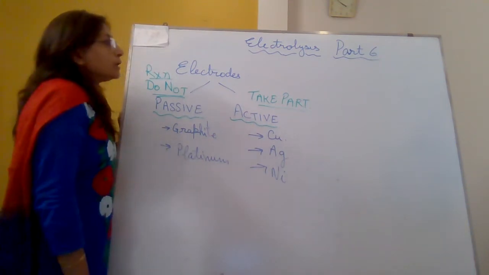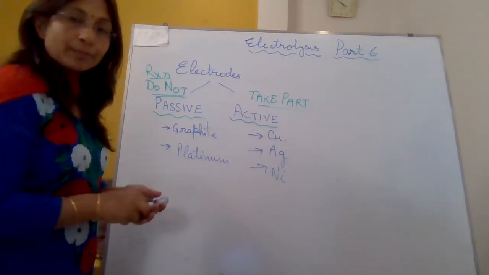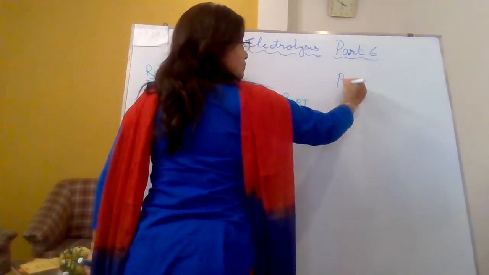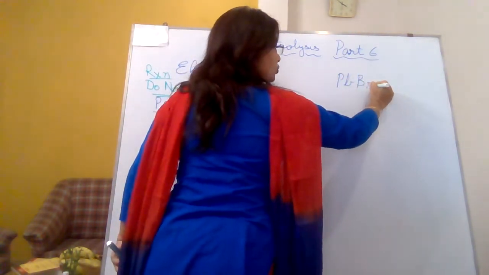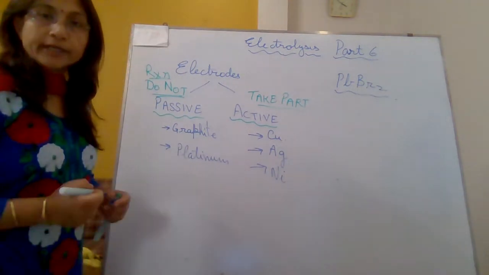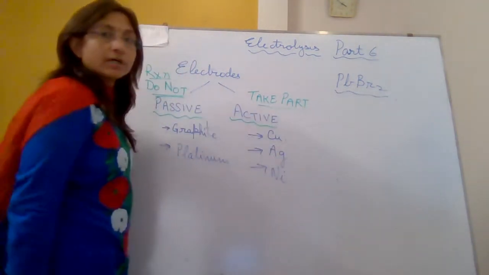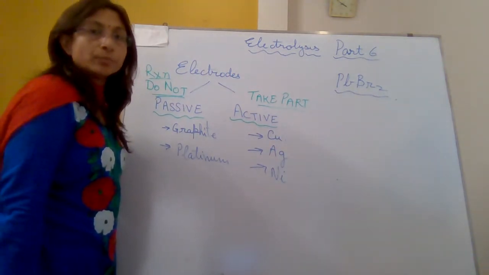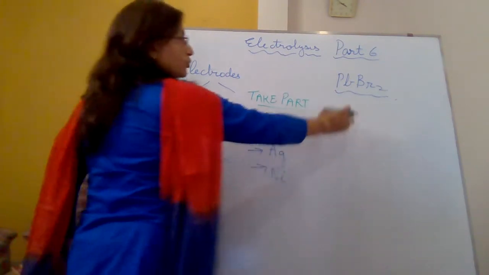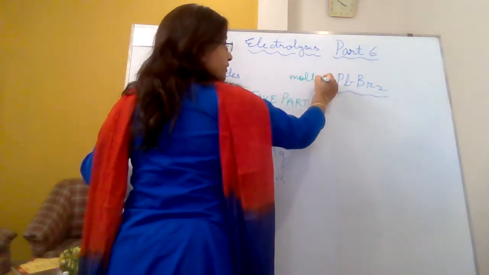Fine. Now we are starting with certain examples which will make it more clear to you why at all the electrolysis is done. We are doing the first example, which is the electrolysis of lead bromide. Now, lead bromide, we are going to use it in the form of molten state.